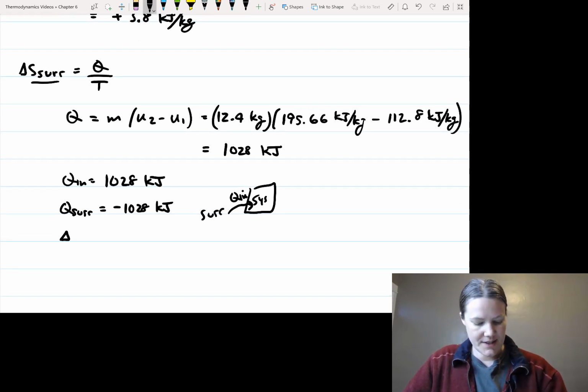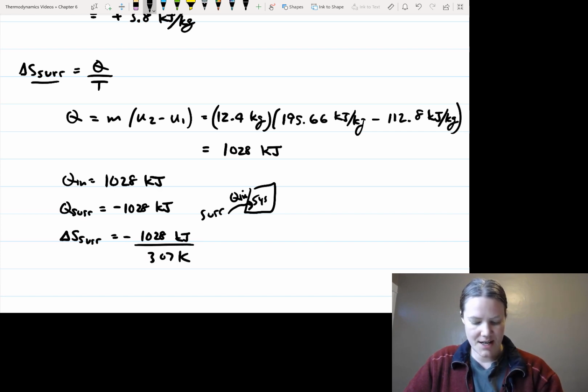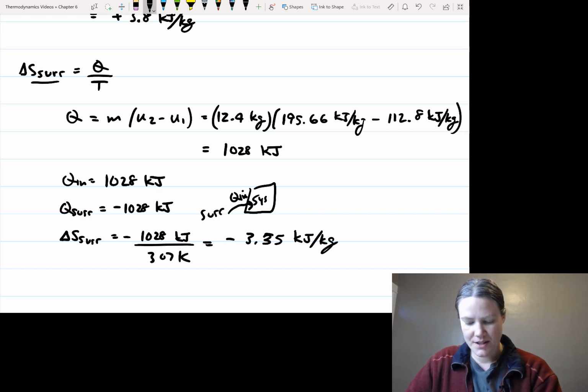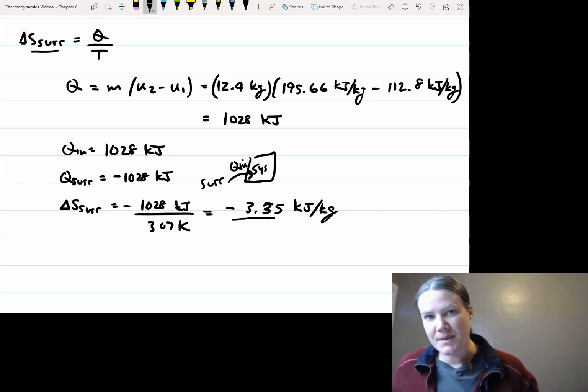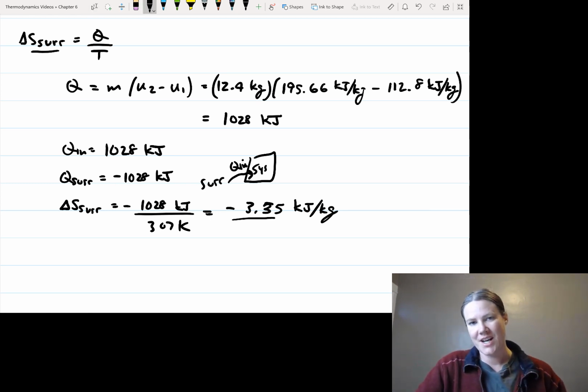All right, so then delta S surroundings is equal to minus 1028 kilojoules over 307 Kelvin, because we converted Celsius to Kelvin. And this is negative 3.35 kilojoules per kelvin. And remember that this can be negative. We can have a negative change in entropy. It's just that the total entropy for both the system and the surroundings has to be greater than zero.